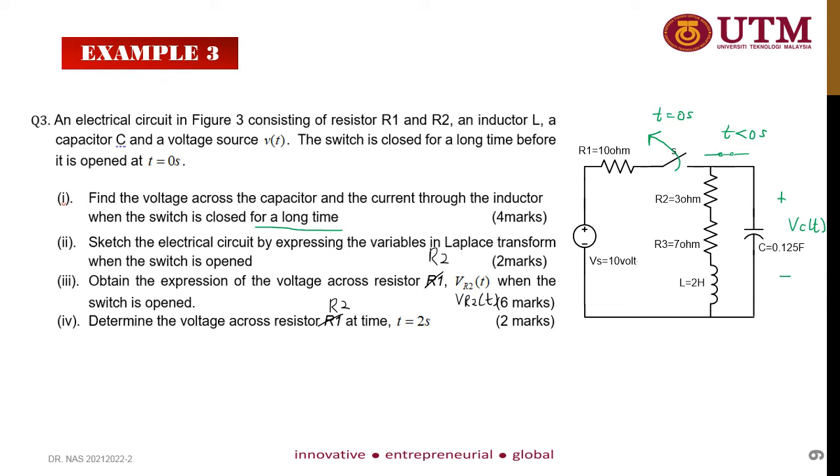Second question, sketch the electrical circuit by expressing the variables in Laplace transform when the switch is opened at t equal to 0. And the third one, you need to obtain the expression of the voltage across resistor R1. So this is your R1. You need to determine the voltage across resistor 1, VR1, when the switch is open. And lastly, you need to determine the voltage across the resistor at t equal to 2 seconds.